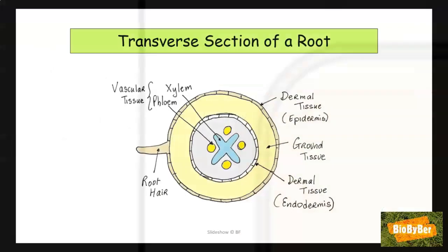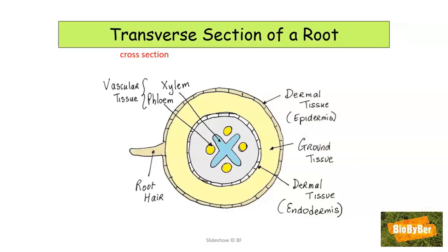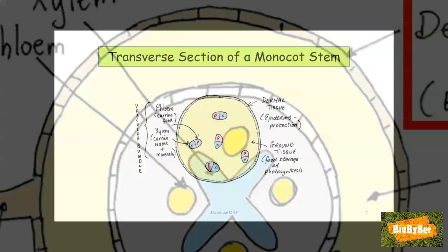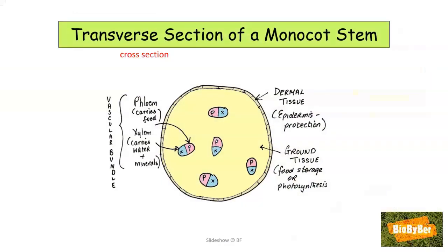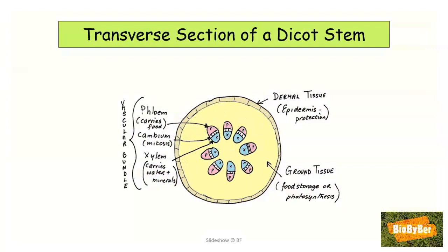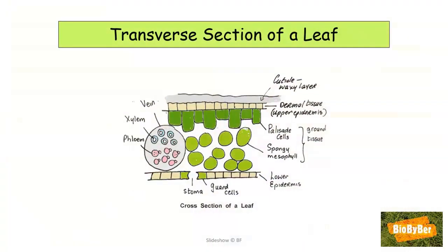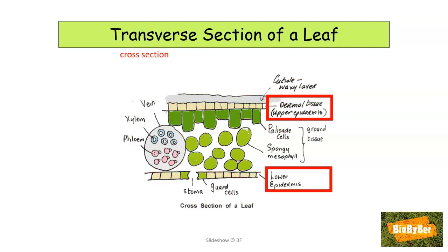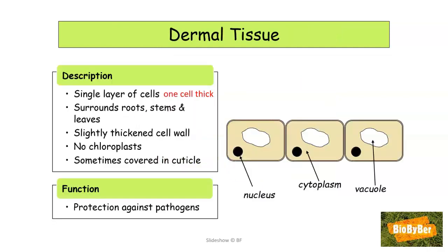We met that before in the cross-section or transverse section of a root, where the dermal tissue was the outside tissue. We met it in the transverse section of a monocot stem, where again the dermal tissue was the outside layer. We met it in the transverse section of a dicot stem, again forming the outside layer. And we met it in the transverse section of a leaf. Again, the dermal tissue, a single layer of cells, is found on the upper and lower epidermis of a leaf.